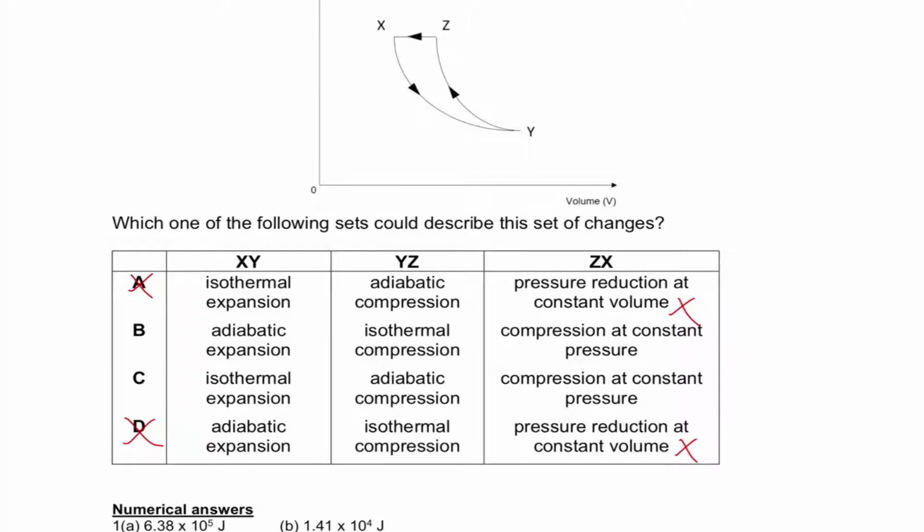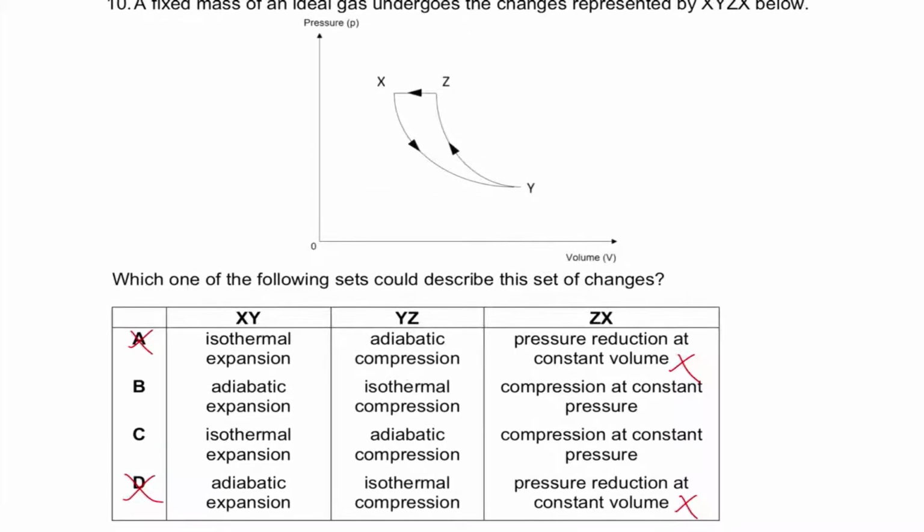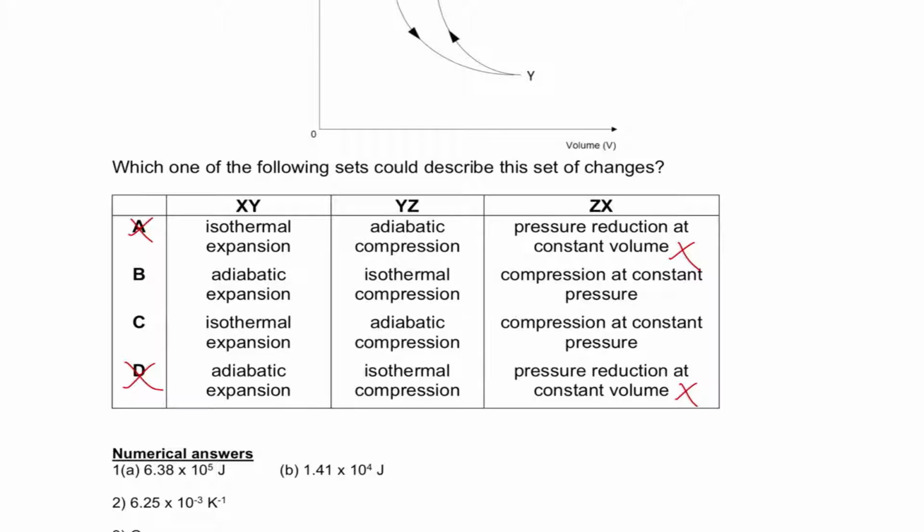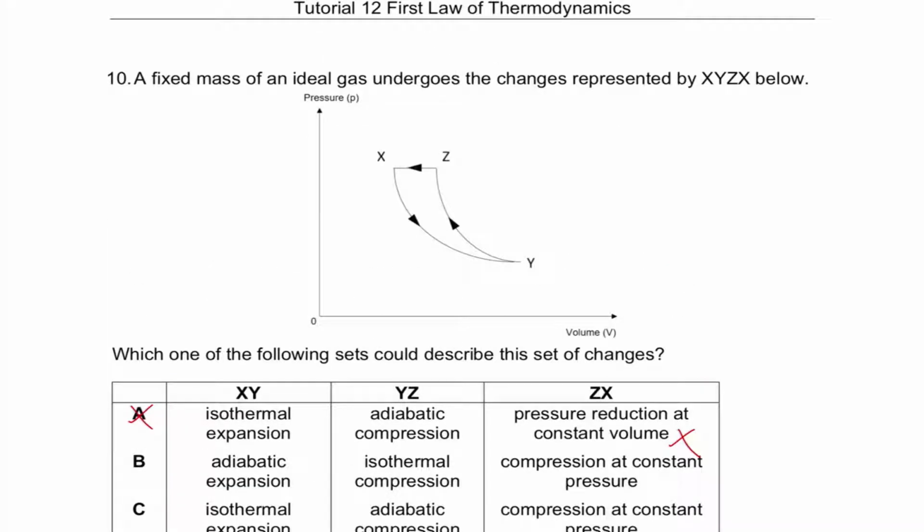Let's check which one is correct. B to C is compression, so for the last process, it's definitely compression at constant pressure. We can use the same method and test it again. Let's test option B first. Option B, let's write on the top over here.